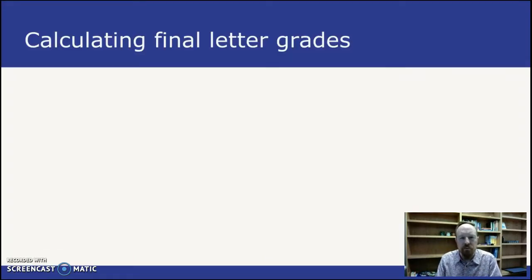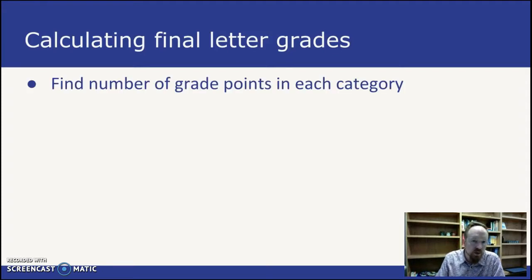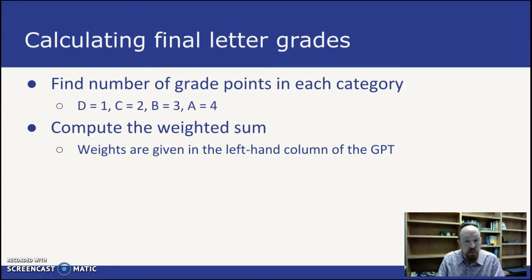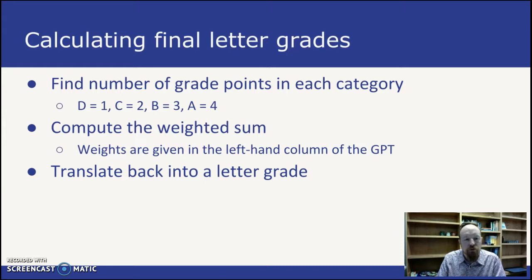And then here's how I calculate final letter grades. So you find the number of grade points that you've achieved in each of the categories. So D is 1 grade point, C is 2 grade points, etc., etc. You compute the weighted sum using the weights in the left-hand column of the grade progress tracker. And then you translate that number back into a letter grade. Okay, that makes no sense. Let me talk you through.